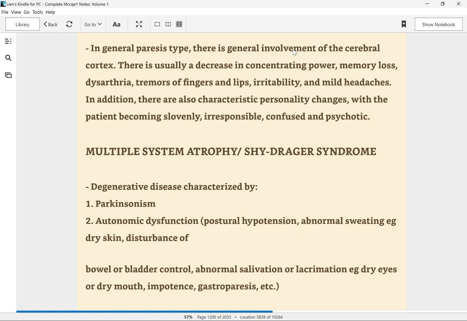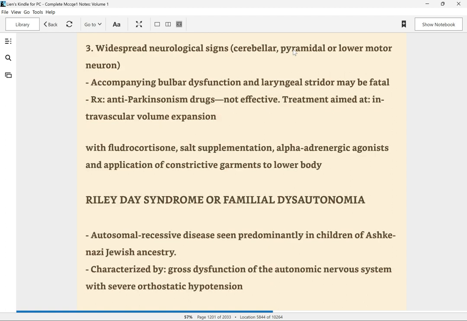Multiple system atrophy/Shy-Drager syndrome, degenerative disease characterized by 1. Parkinsonism. 2. Autonomic dysfunction, postural hypotension, abnormal sweating e.g. dry skin, disturbance of bowel or bladder control, abnormal salivation or lacrimation e.g. dry eyes or dry mouth, impotence, gastroparesis, etc. 3. Widespread neurological signs, cerebellar, pyramidal, or lower motor neuron, accompanying bulbar dysfunction and laryngeal stridor may be fatal.